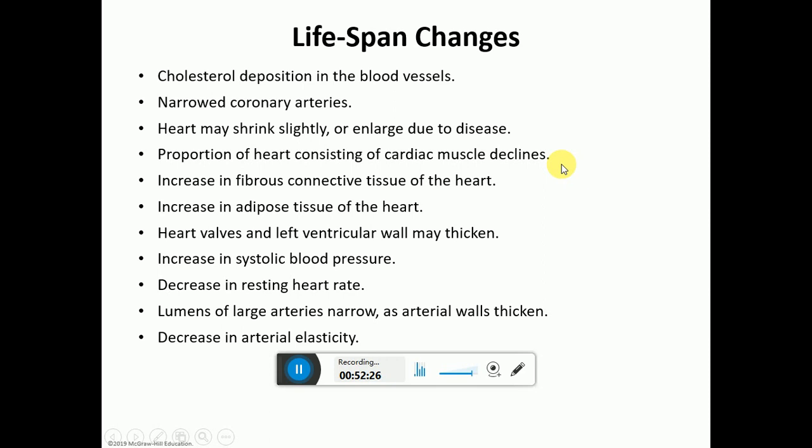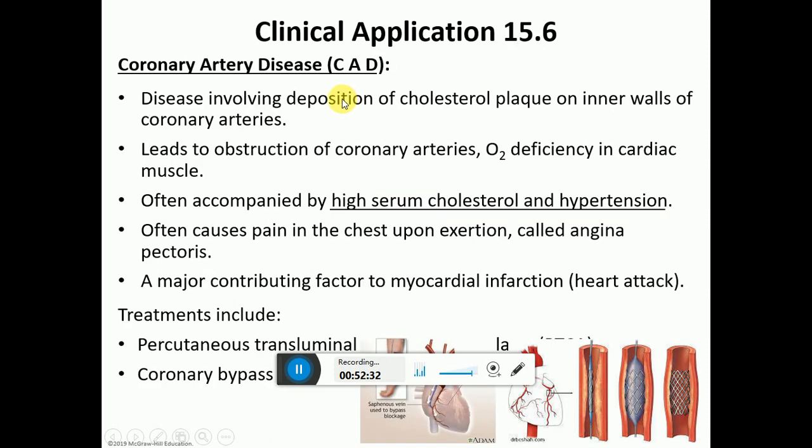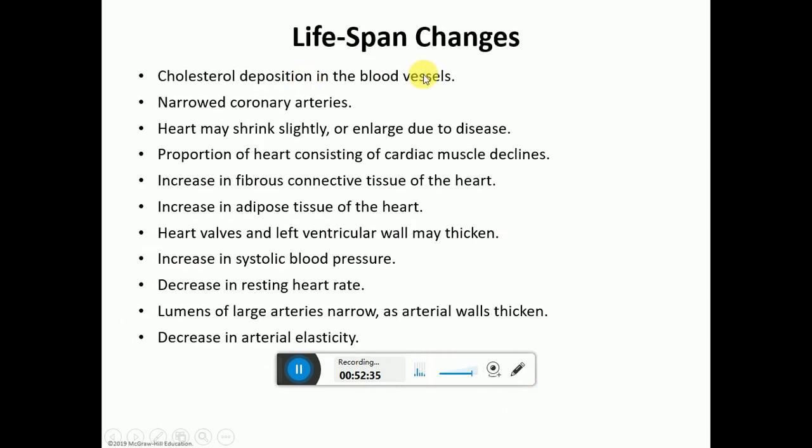Lifespan changes that can happen to the cardiovascular system. We kind of talked about and touched on some of these as we were going. So there could be cholesterol deposition in the blood vessels, narrowing of the coronary arteries due to cholesterol deposition and atherosclerosis.